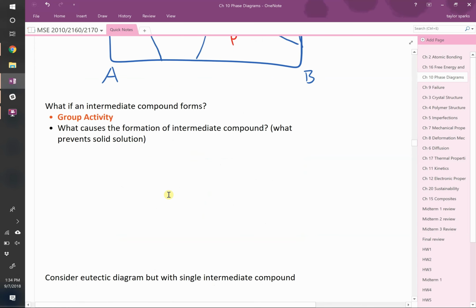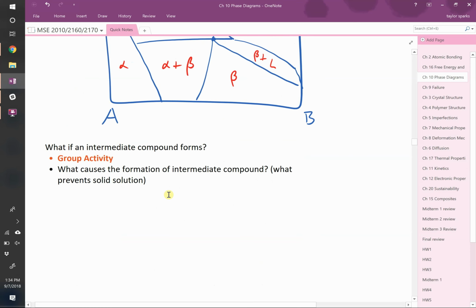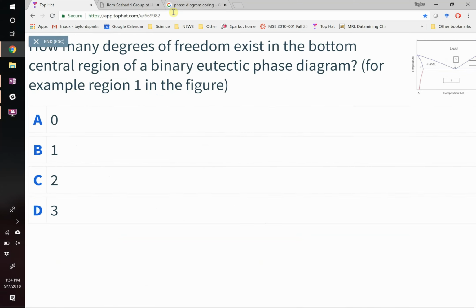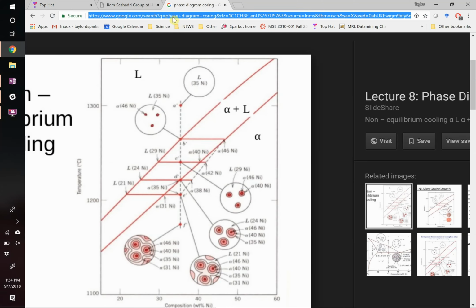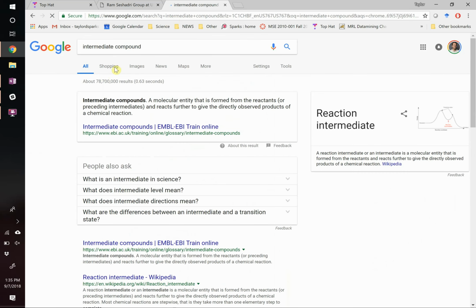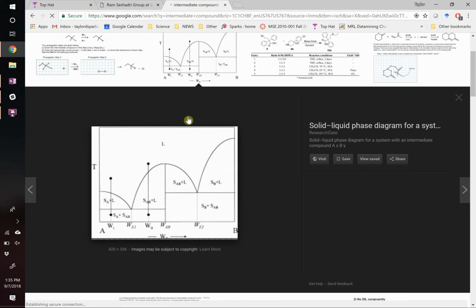So some diagrams have what's called an intermediate compound that forms. So I'd like you to turn to your neighbor and say, why on earth will an intermediate compound... Well, first let's show you what it looks like. Okay, an intermediate compound, take this one, right?